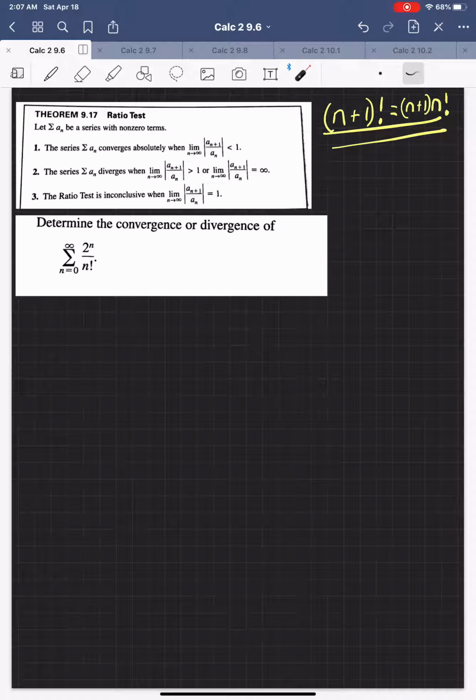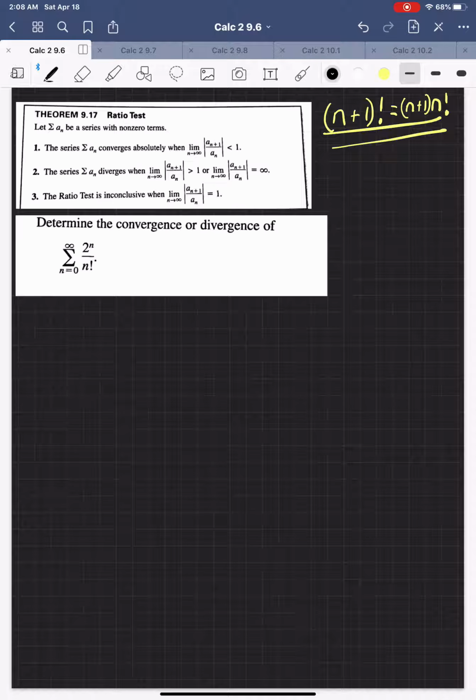Okay, so the first test we're going to talk about is the ratio test, and ratio just means a quotient, right? Some fraction. Now, the condition is that we have to have non-zero terms, right? We can't have zero terms. But what does the ratio test tell us? Well, first let's start with what the ratio is that we're going to produce. Okay.